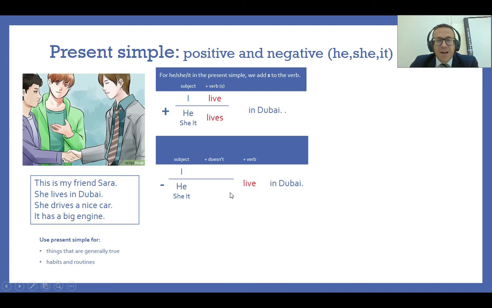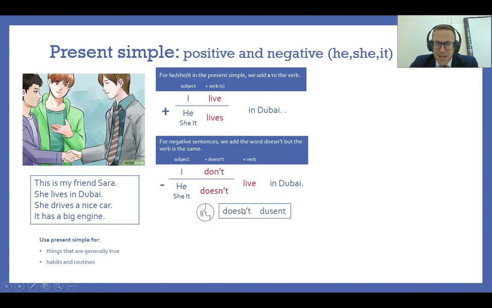Then we have the negative. I live in Dubai. I don't live in Dubai. You studied this in the last unit. But for he, she, it, it's he doesn't live in Dubai. So notice the difference. We don't have S on the verb. She lives in Dubai. She doesn't live in Dubai. The S is here in the does. Okay? Quick thing for pronunciation. This word, D-O-E-S-N-'-T, we say like this. Doesn't. Doesn't.